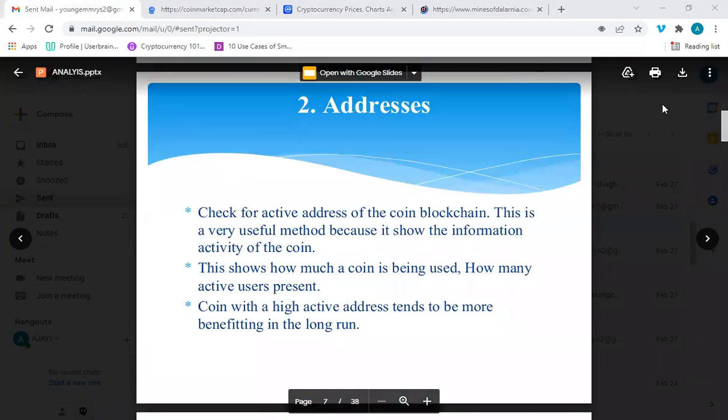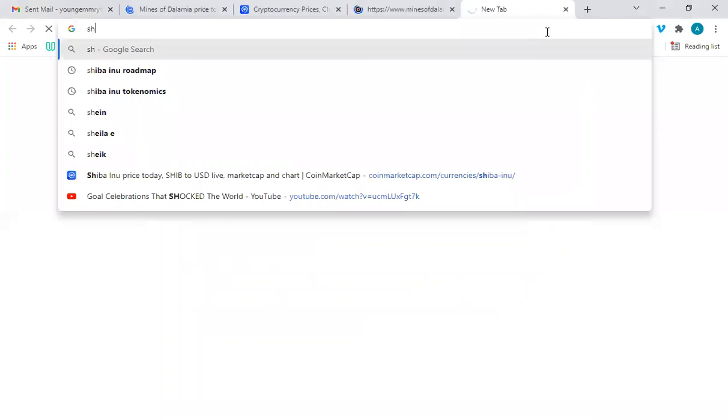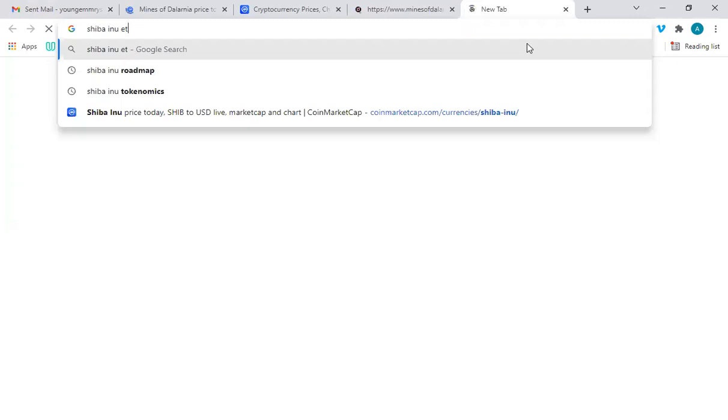The second one you check is active addresses, right? Checking the active addresses of the coin's blockchain is a very useful method, because coins that are actually popular, that have good hype and good use cases, always have a lot of addresses. For instance, coins like your Shiba Inu. Let me show you the number of holders that Shiba Inu has on Etherscan. I'm waiting for this one to load, so I'll show you the addresses.